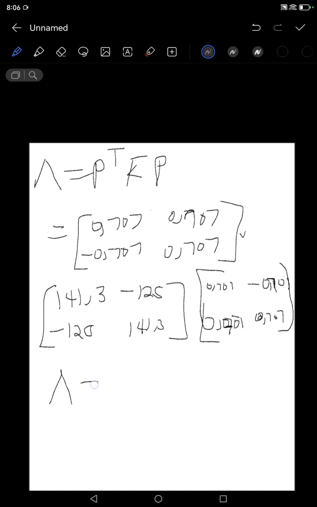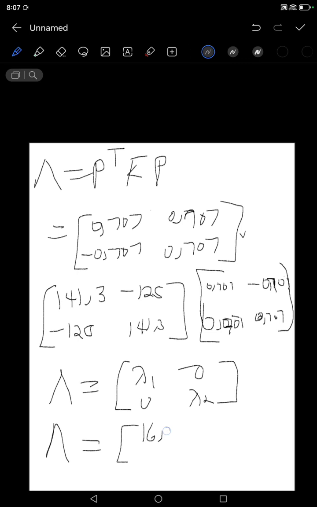We're going to end up having lambda 1, 0, 0, and lambda 2 at the end. So in summary, we can say the spectral matrix is the same as the eigenvalues. At the end, you can just say the spectral matrix is equal to 16.35, 0, 0, and 266.35. But you have to write this.